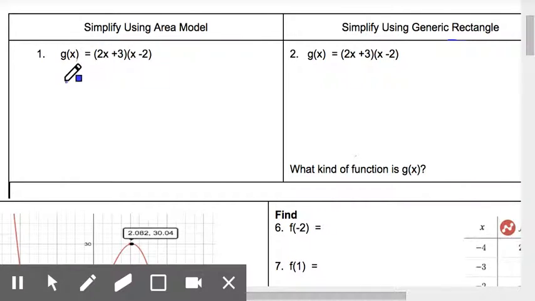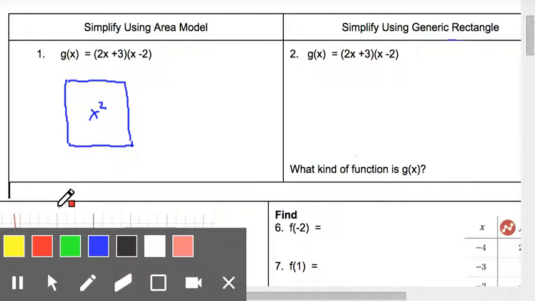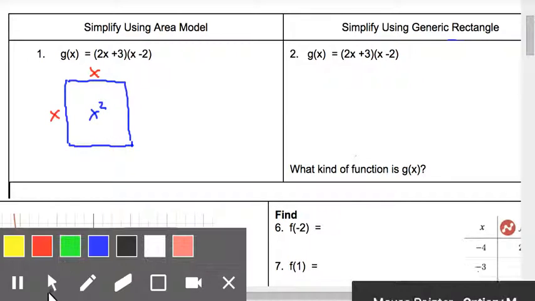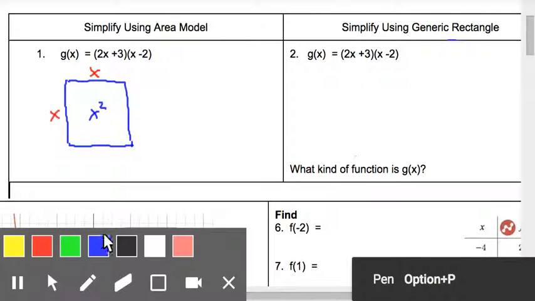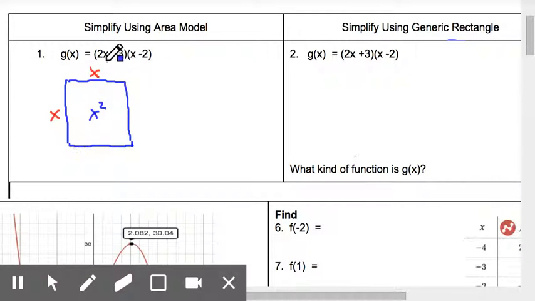To do that, we will start with one big x squared tile. So this is the x squared tile. We know that the length of this is x and the width is x. The area is x squared. So now this rectangle has length x and width x, but we want length of 2x plus 3.